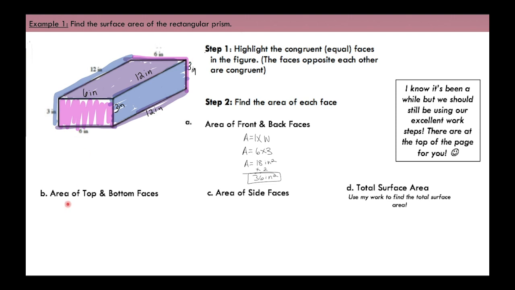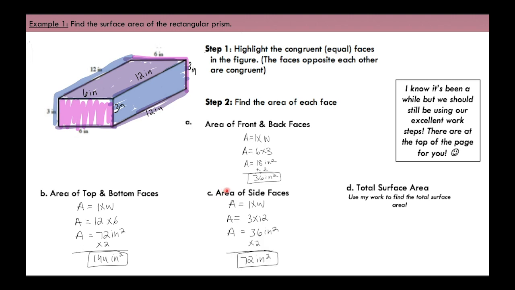Then I'm going to do the same with the top and the bottom. I have my formula, I have the substitution, and I get 72 inches squared, but that would just represent the top piece, right? I need to multiply by 2 to represent the top and the bottom, and I get 144 inches squared. Next, we're going to do the area of the side faces. Same steps, I do length times width, I substitute in, and I get 36 inches squared. But remember, that's only one side, so I multiply by 2 again to get both of the sides here, and that's 72 inches squared. Now I need to find the total surface area, and I'm going to use all my final answers, the ones where I multiplied by 2, to do that.